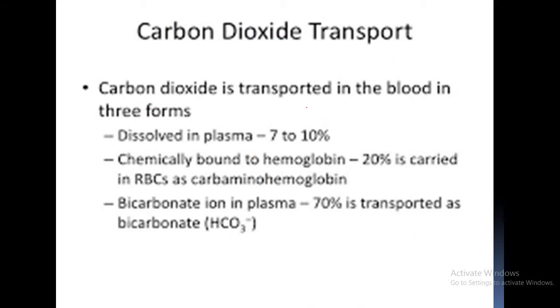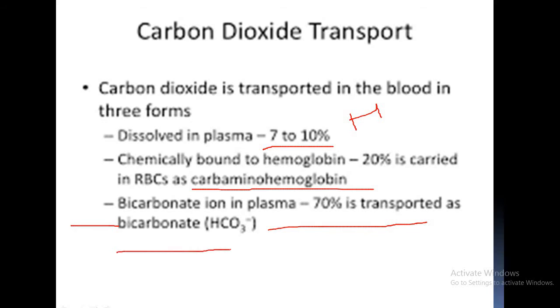Carbon dioxide is also transported by blood. 7 to 10% of the carbon dioxide is transported in the plasma, in the form of carbonic acid. 20% is chemically bound to hemoglobin and carried by RBC in the form of carbaminohemoglobin. So carbon dioxide also combines with hemoglobin, forming carbaminohemoglobin. Then the remaining 70% is transported as bicarbonate ions in plasma.